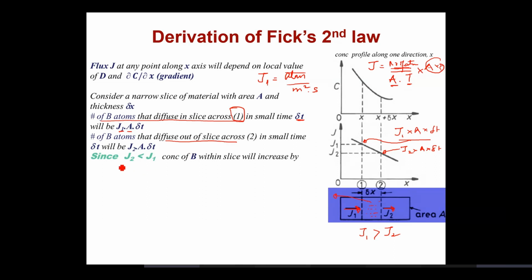So number of atoms getting accumulated within this region for the time delta t would be J1 minus J2 into area into delta t. Clear है ये चीज?